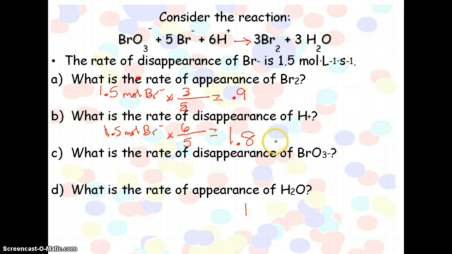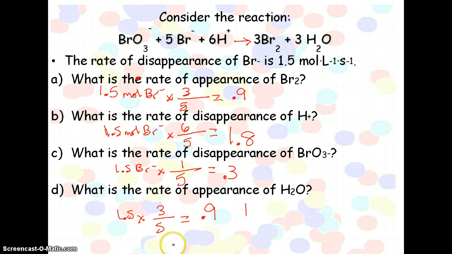All right, rate of disappearance of BrO3. Okay, so we've got 1.5 Br minus, and 5 goes on bottom. All right, and BrO3 is 1, so 1.5 divided by 5 gives us 0.3. And rate of appearance of H2O. So we've got 1.5 times 3 and then 5. So this will be 0.9. Okay, and that's how you do a problem like that.